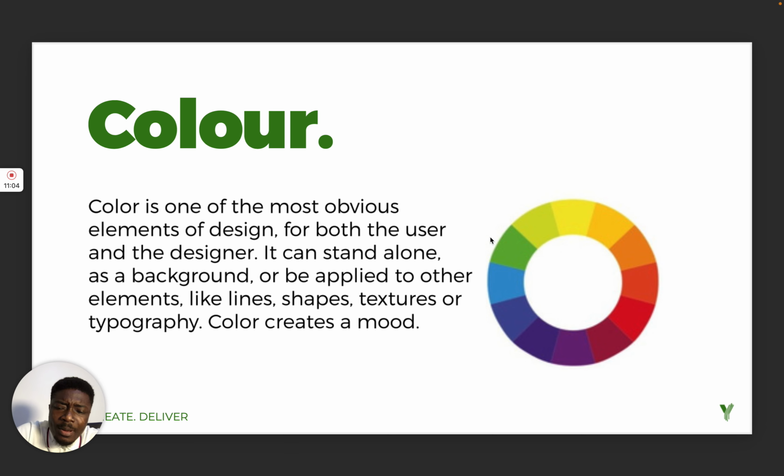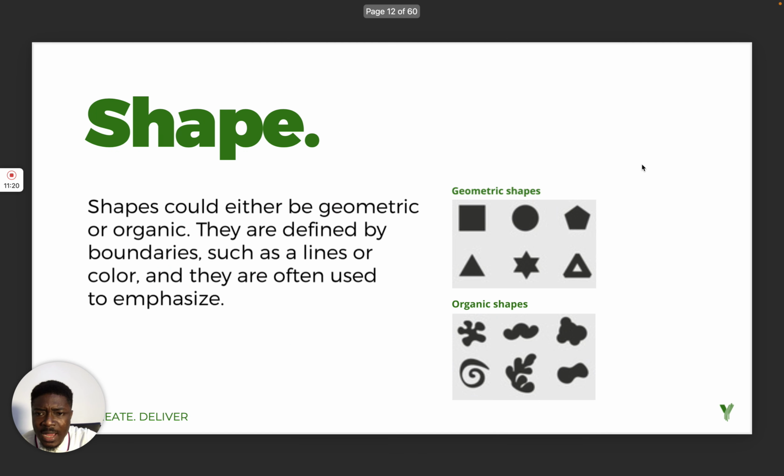This is why the power of graphic design, rather, is one that you cannot sweep under the carpet. It's so important, particularly if you're into communications. You have the ability and the power to create moods. And the next thing I want to talk about is shape.